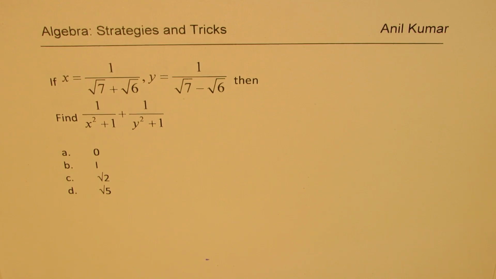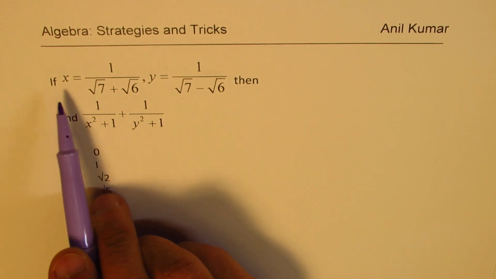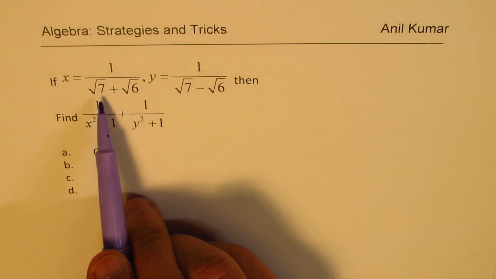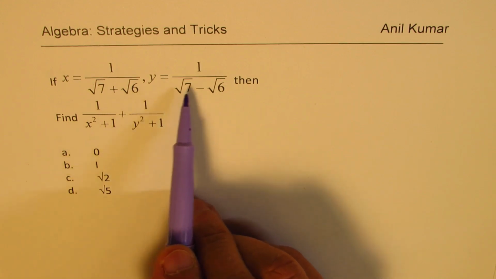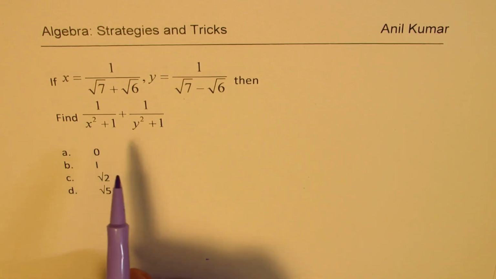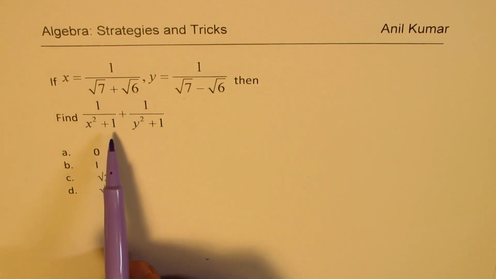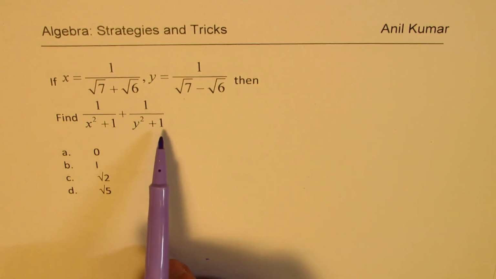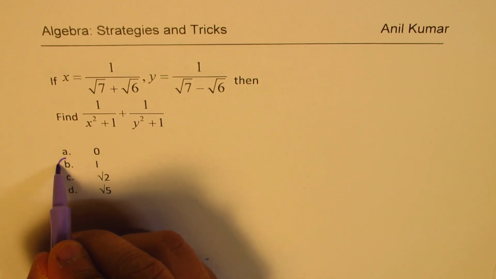Now if you are following me, then you should be answering this question within a second. The question here is, if x equals 1 over square root of 7 plus square root of 6 and y equals 1 over square root of 7 minus square root of 6, then find the value of 1 over x squared plus 1 plus 1 over y squared plus 1. The answer here is 1, right?